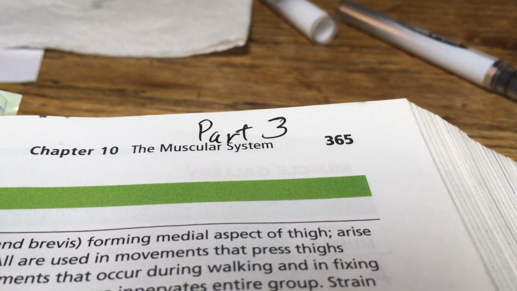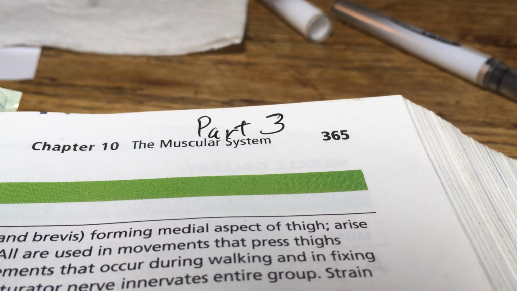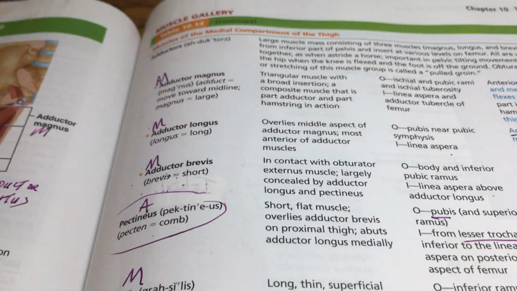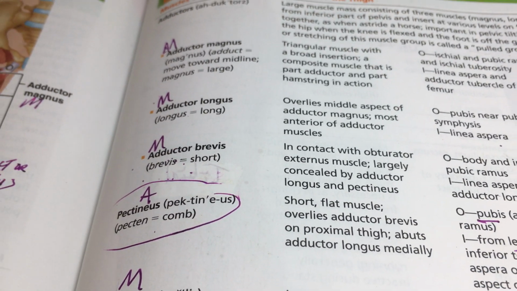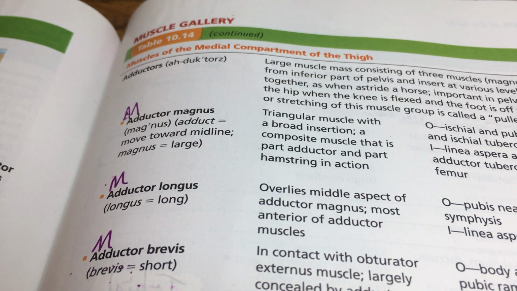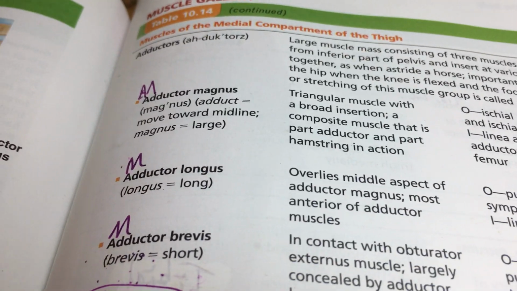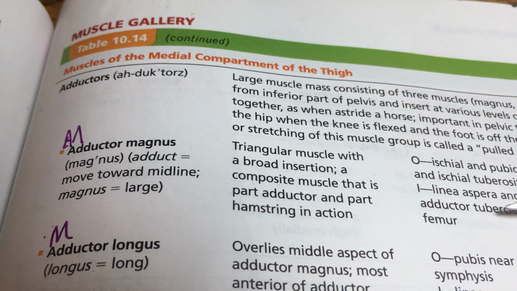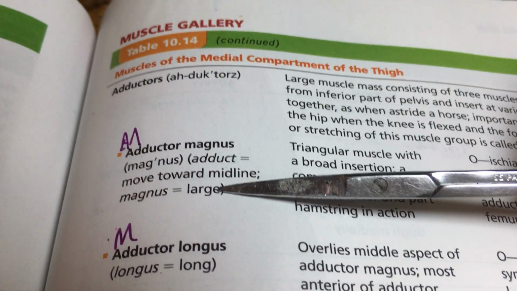Part 3 of the lower extremity muscles on page 365. We come to the text. Over here I've indicated with the letter M the grouping of medial compartment muscles of the thigh, and I've already gone over these with you visually, and I thought I would include this little part of the program here.